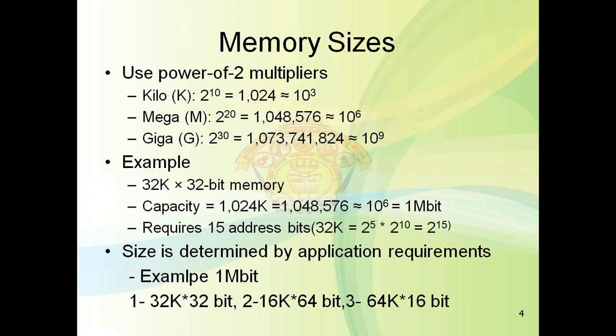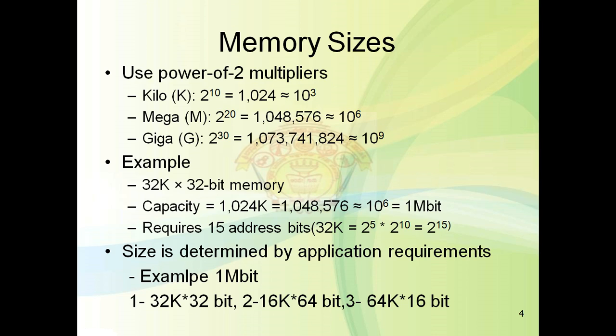32k are the memory locations. Then how many address lines will be required? 32k is nothing but 2 raised to 5 into 2 raised to 10. 2 raised to 10 is 1k, and if we combine with 2 raised to 5, you get 2 raised to 15. So 2 raised to n gives n equal to 15 address lines, which will be required for this given memory of 32k into 32 bits.